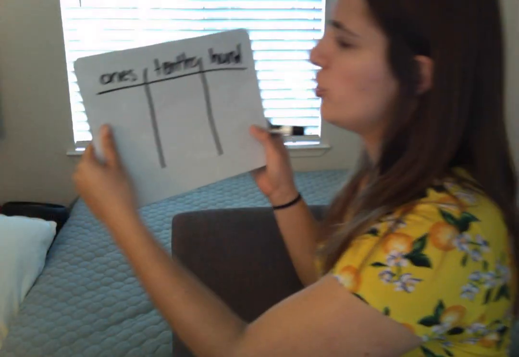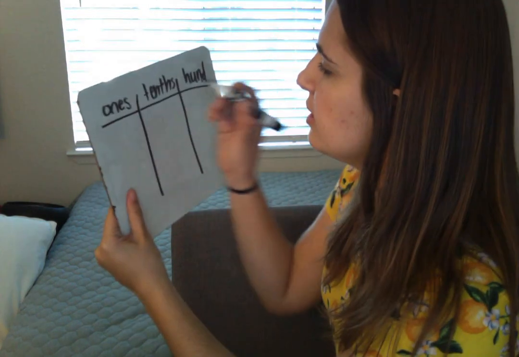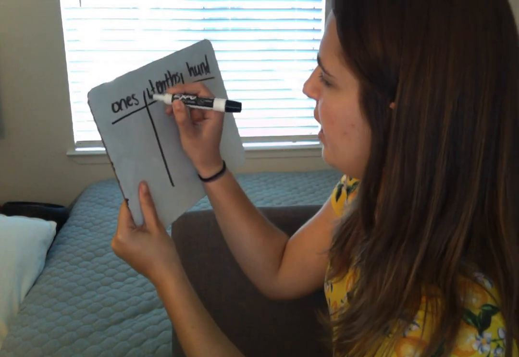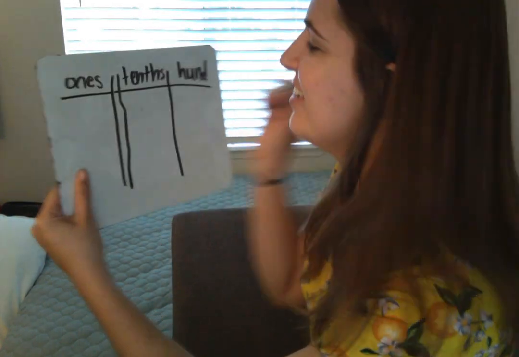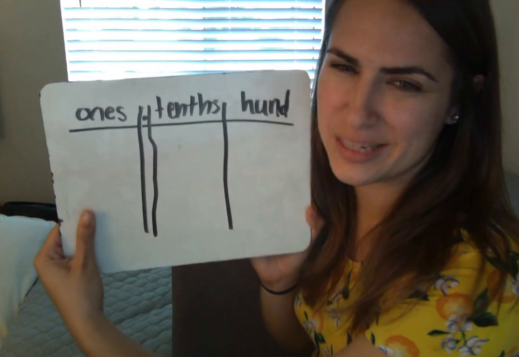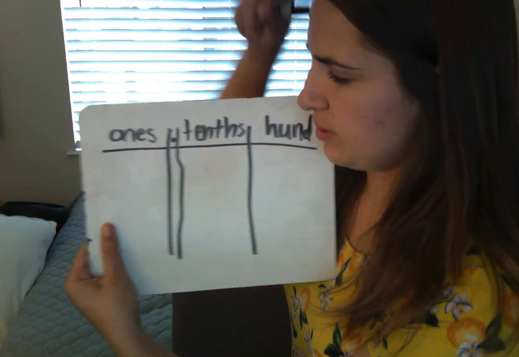But I just want to show you real quick, because we know we have a decimal point in here, I like to, and it's just going to be kind of hard to show it, but I like to, ooh, wow, that was not very pretty. That's okay though. I like to draw a separate little column for my decimal point right there, just so I know that I'm separating my whole numbers from my decimals.